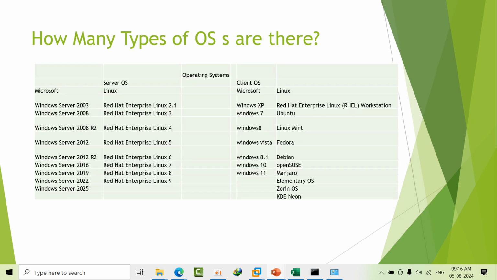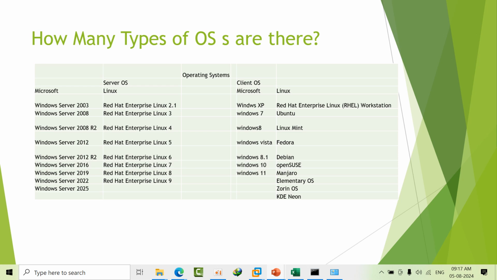In server and client OS, I am talking about two companies especially, leading the market in both the server and client categories: Microsoft and Linux. Coming to Microsoft, we have different operating systems for servers: 2008, 2008 R2, 2012, 2012 R2, 2016, 2019, 2022, 2025. These are all server operating systems. Coming to the Linux vendor, these many server operating systems are there.